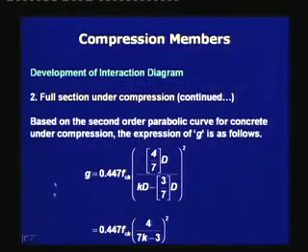This expression can be derived by assuming a second order parabola. g is equal to 0.447 fck times [(4/7) d divided by xu, which is equal to kd minus 3/7 d], and this whole term is within brackets and raised to the power 2. This can be simplified to g equal to 0.447 fck times [4 divided by (7k minus 3)] whole squared.